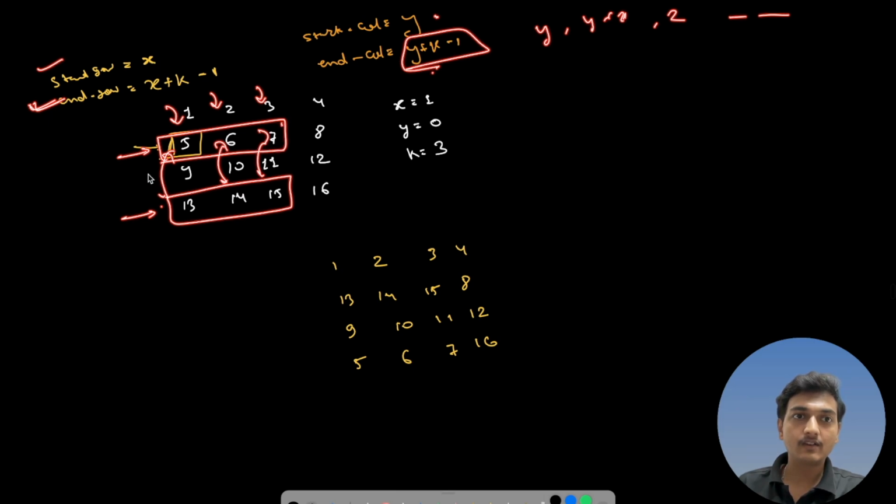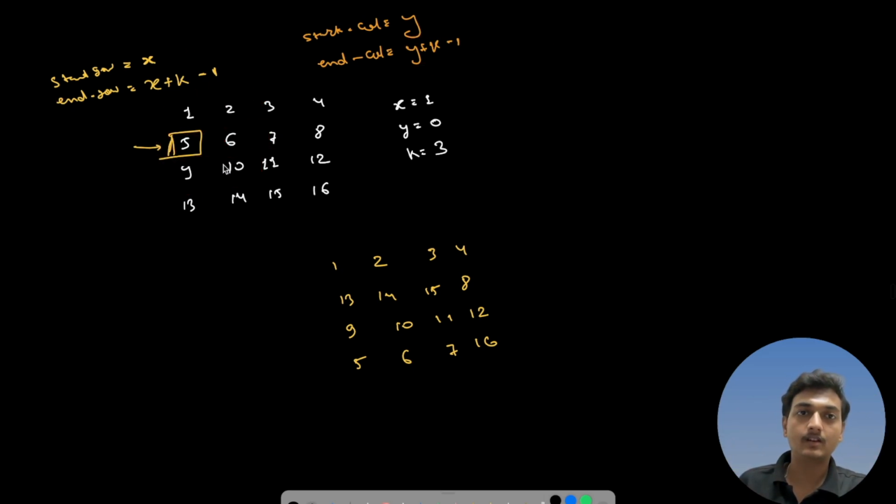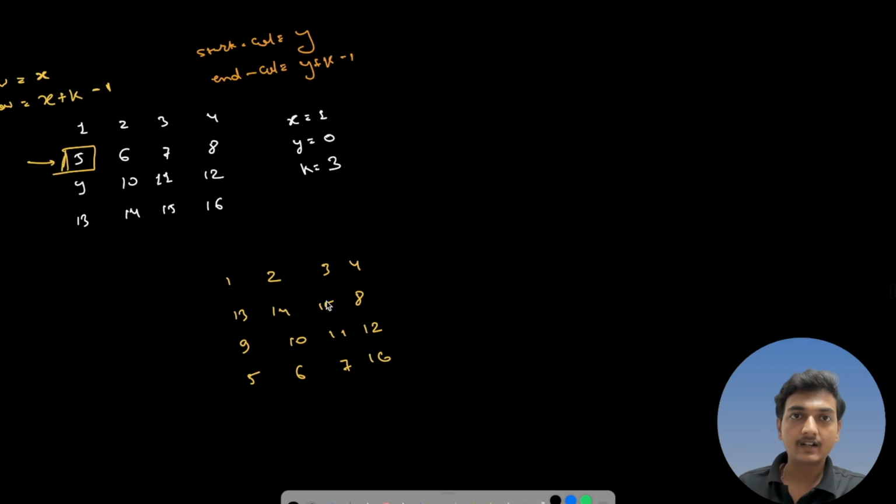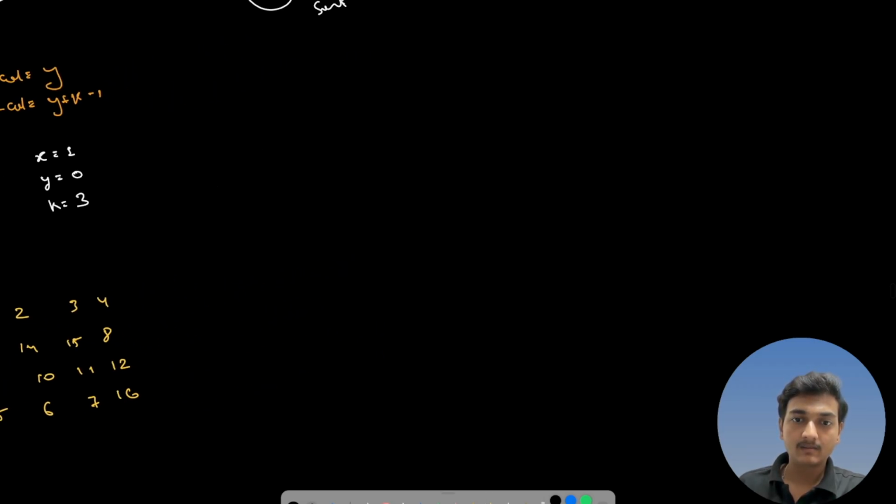Once this part is done, I will be moving to start row plus 1 and end row minus 1. That way I will be easily able to do my task. So let me quickly write pseudocode for it. Then we'll be writing the main logic.